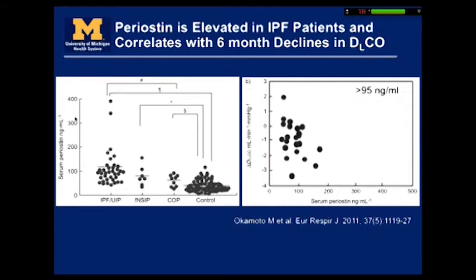And if you looked at the patients who had the highest levels of periostin at baseline and then asked what happened to their lung function 6 months later, you could see that there was an increase in the decline in DLCO in the patients who had the highest levels of periostin.